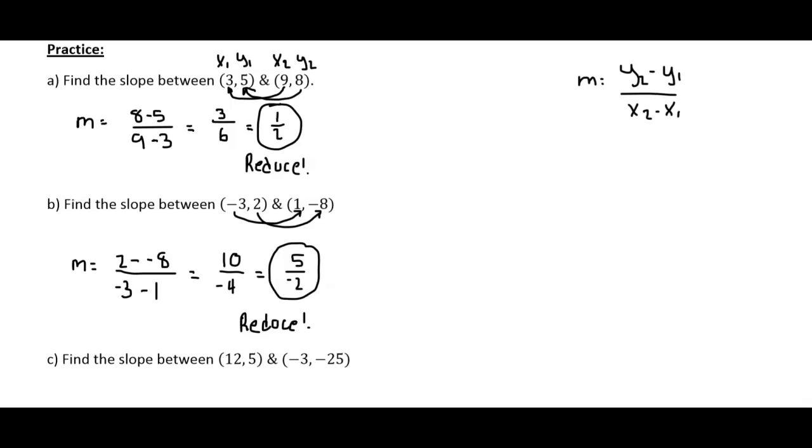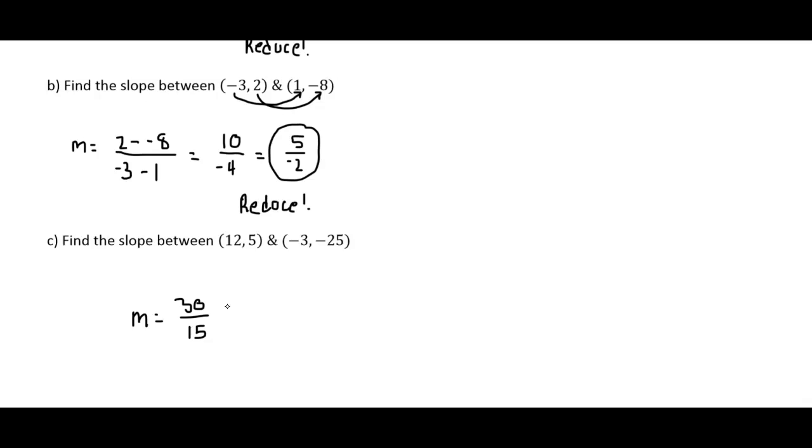I want you to try this last one. Hopefully you paused, and this is what I get when I did y's and x's, did the formula, but it reduces to 2 over 1, and you could just say that the slope is 2. Okay?